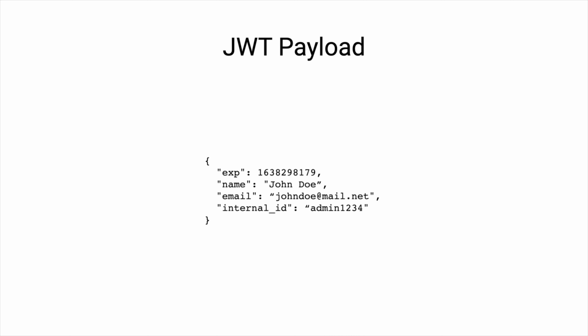These claims can be of three types: registered, public, and private. Registered claims are non-mandatory and predefined claims that can be specified to ensure interoperability with third-party or external applications, such as the issuer of the token or its expiry date. Public claims are usually generic non-sensitive information, such as a user's full name or an email address. And finally, private claims are usually application-specific and sensitive information, such as an internal ID, for example.